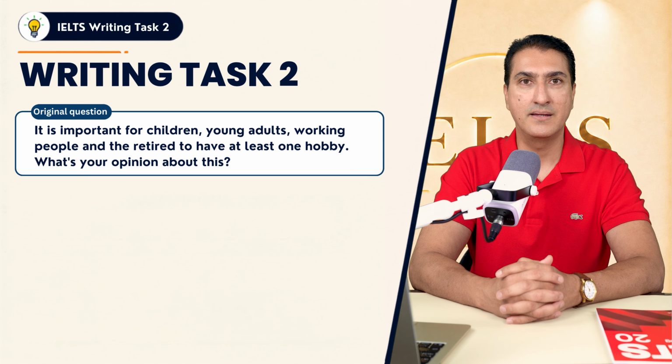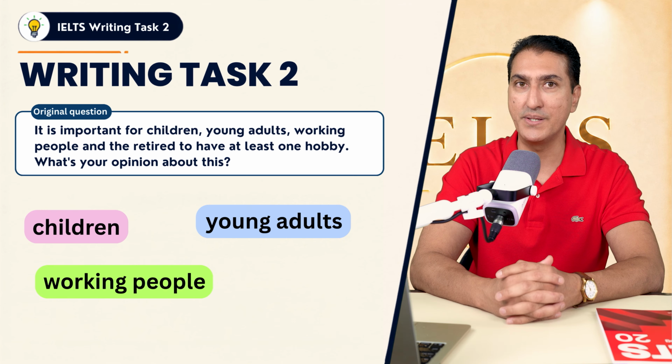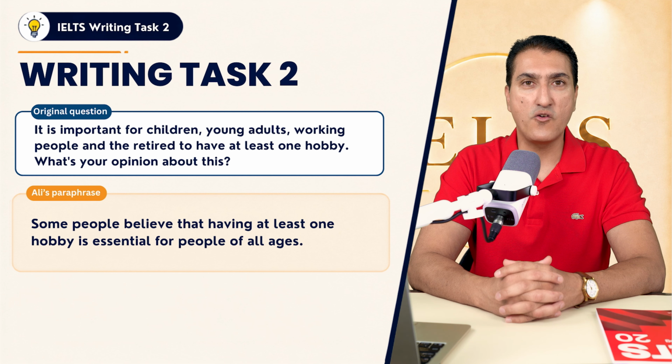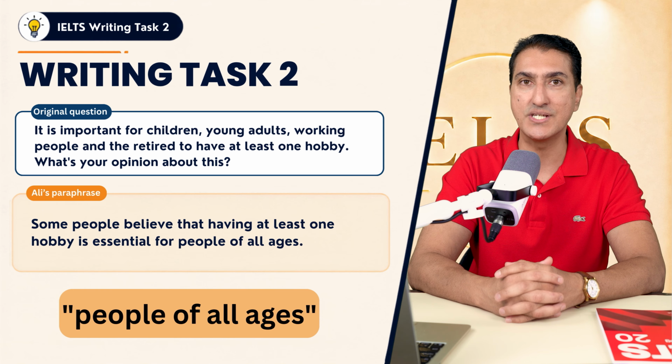Finally, let's look at strategy number 4, change the level of detail. Look at the original question carefully. It mentions 4 specific groups of people: children, young adults, working people, and the retired. Instead of mentioning all 4 groups, I replaced them with one more general expression: people of all ages.